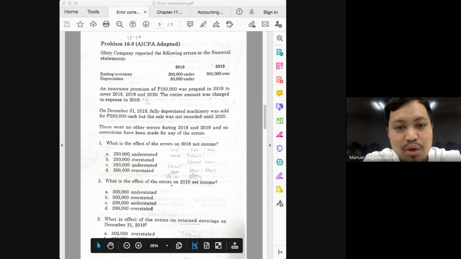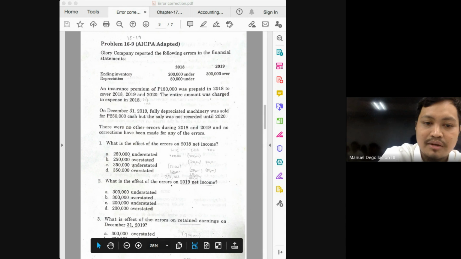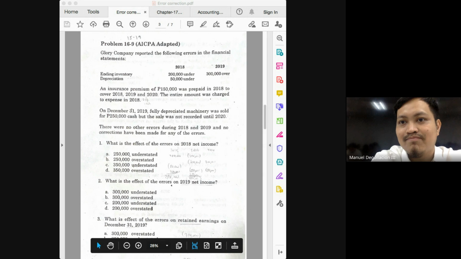And what do we have in 2018, class? Over or under? Understatement in the amount of 250. And what do we have in 2019? Overstatement of 300. So what is the net effect? For the past 2 years, our net income is overstated by 50. So if in the past 2 years our net income is overstated by 50, that means our retained earnings would also be overstated by 50. So the answer there would be letter C.